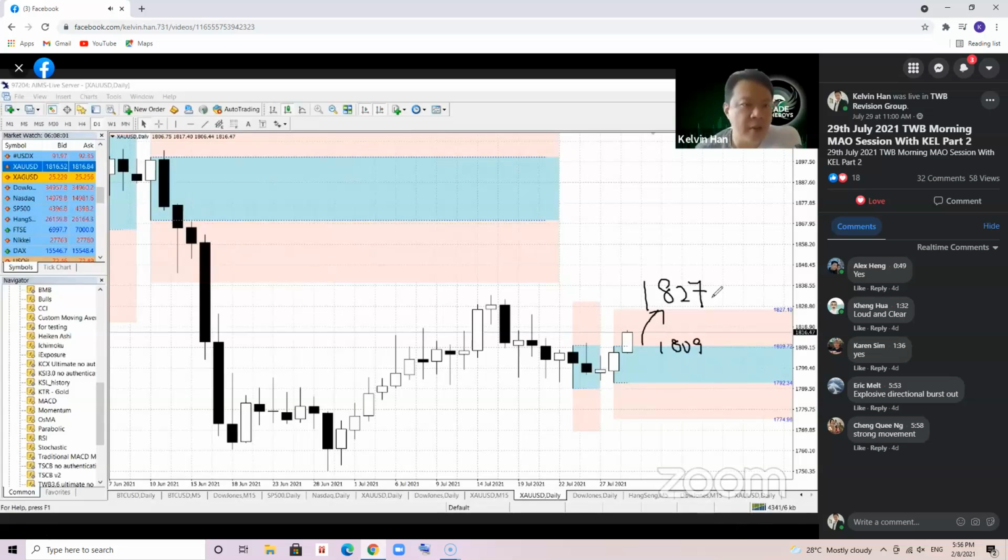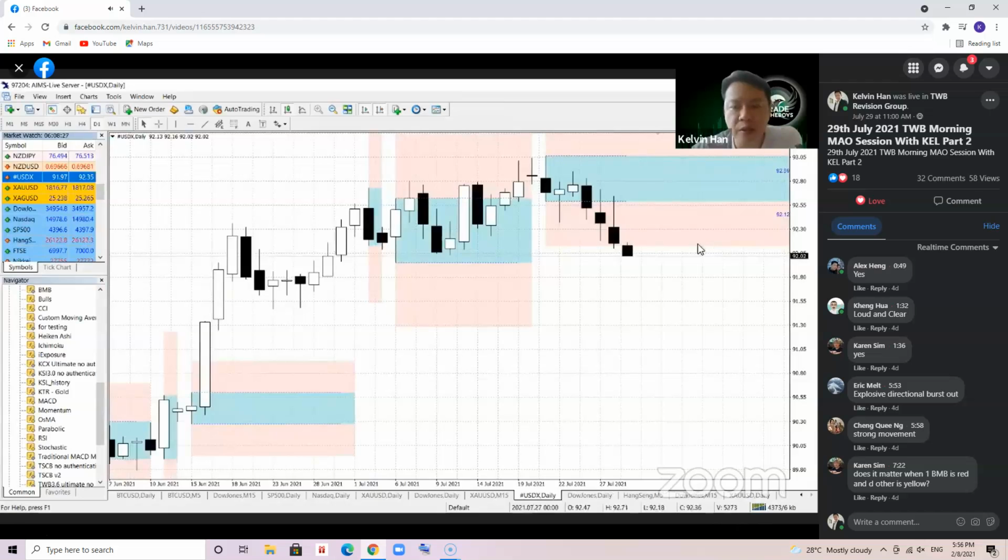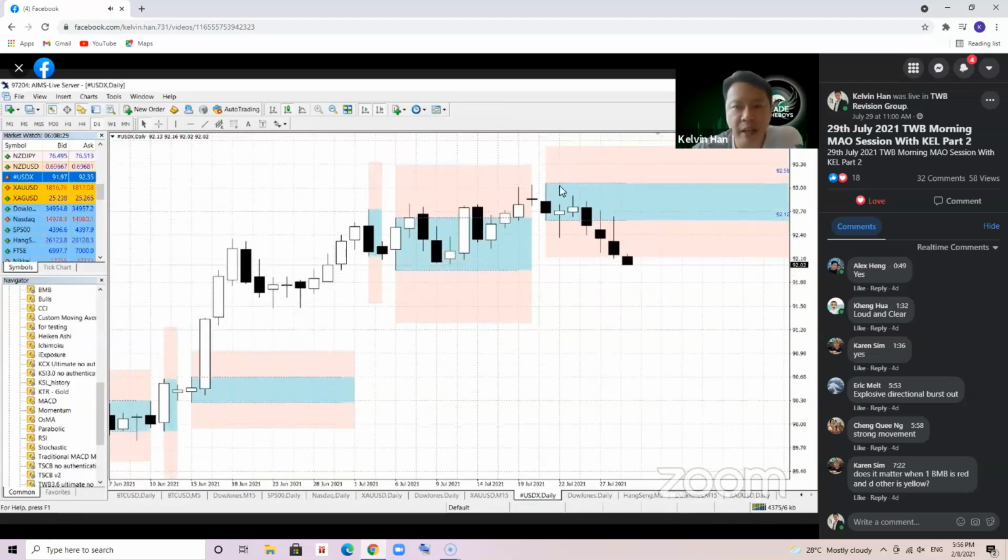But of course, in terms of fundamentals, how can gold go to 1827? Either it's because there's some inflation going on, or because there is a dollar that is coming down. So let's look at the dollar. Look at the dollar. Okay, this is the US dollar. I bring it in. You notice that the US dollar has come down.